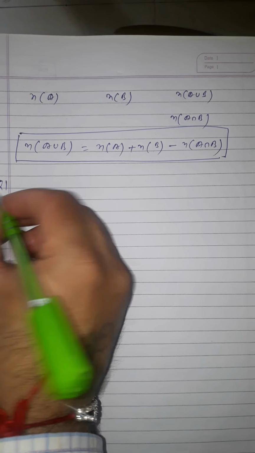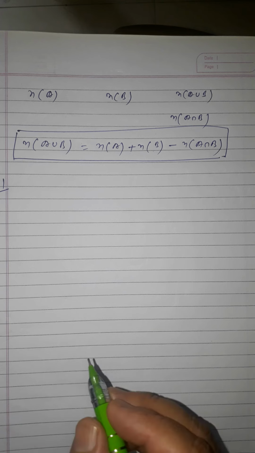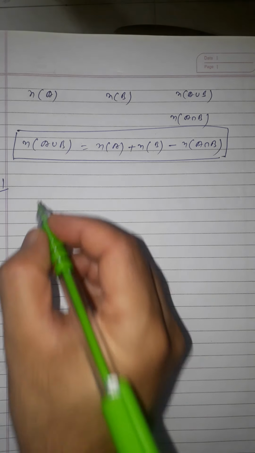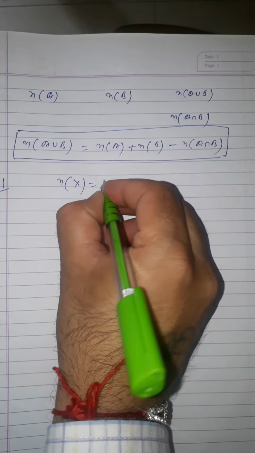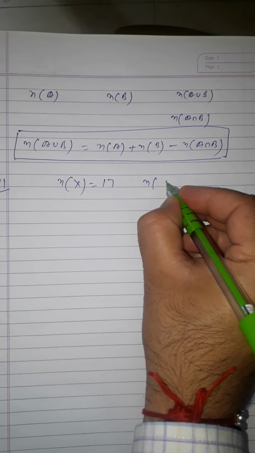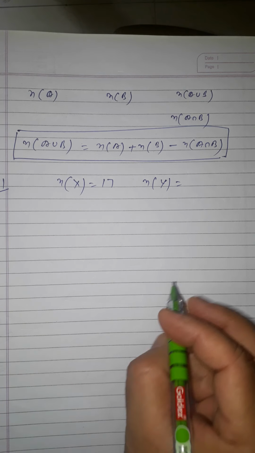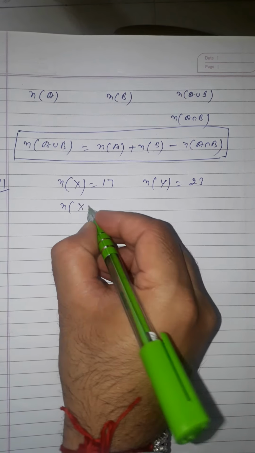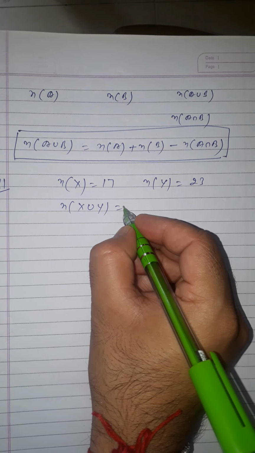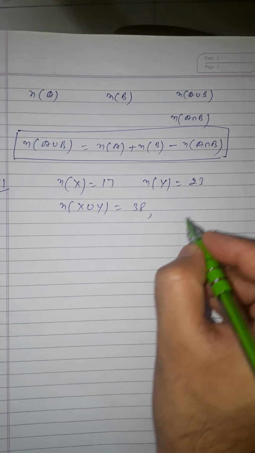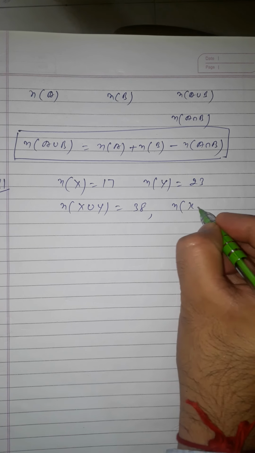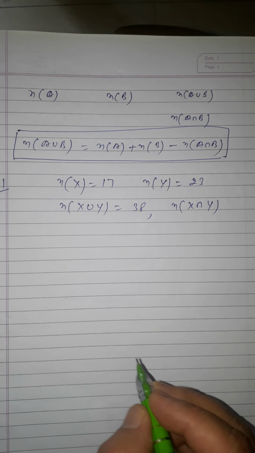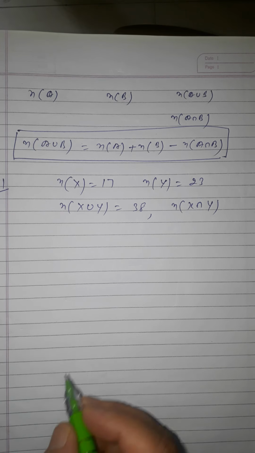Students, let us come with the question number 1 of exercise 1.6. Question number 1 is, if x and y are two sets, number of x is given as 17, number of elements of the set y is given as 23, and students, number of x union y is given as 38. Now here in this question we have to find out x intersection y. This is our question, students.